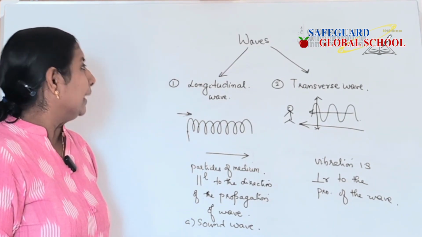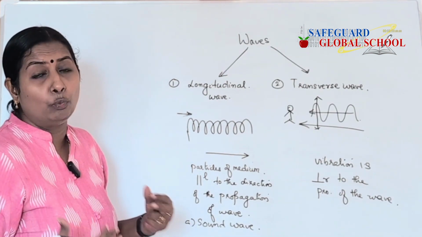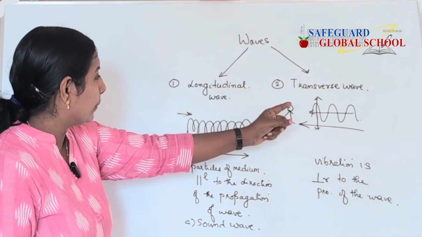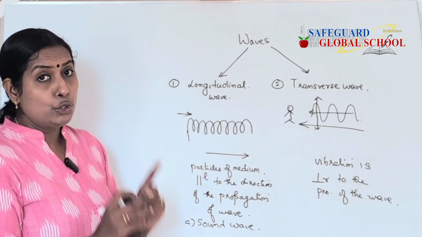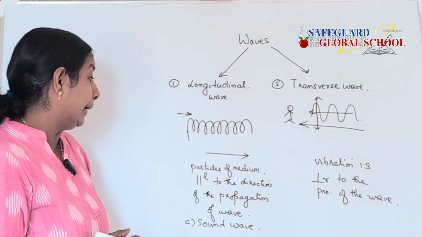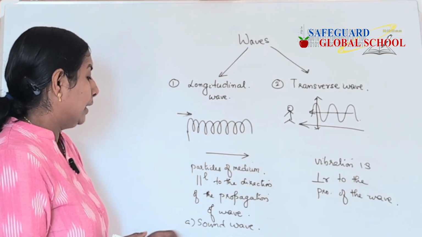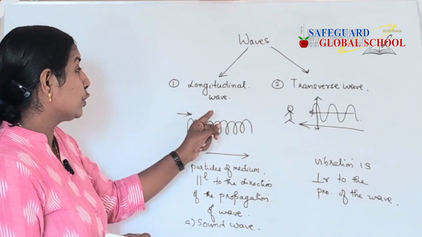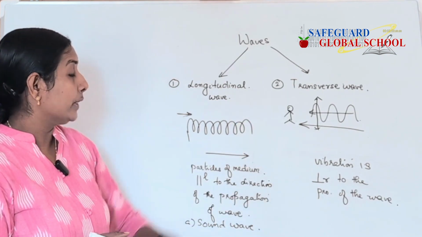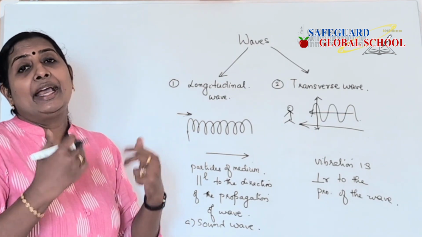So to sum up, children, there are two types of waves depending upon how the particles of the medium vibrate when the wave advances. And the categories are longitudinal wave and transverse wave. What do you mean by longitudinal wave? A longitudinal wave is a wave in which, when it passes through a medium, the particles of the medium vibrate parallel to the direction of propagation of the wave. Such a wave is called a longitudinal wave. And what do you mean by a transverse wave? A transverse wave is a wave in which the particles of the medium vibrate perpendicular to the direction of propagation of the wave.